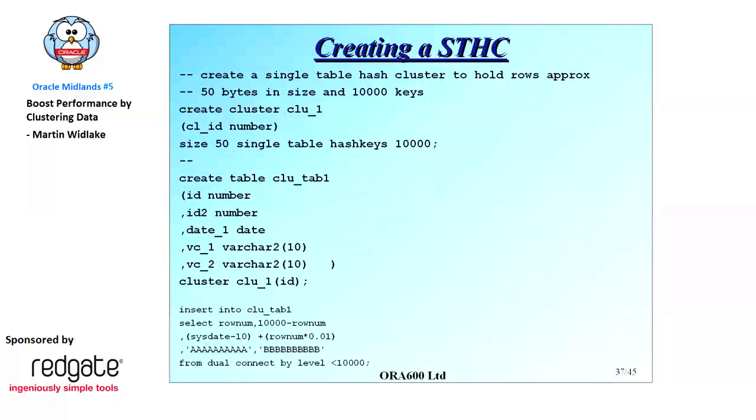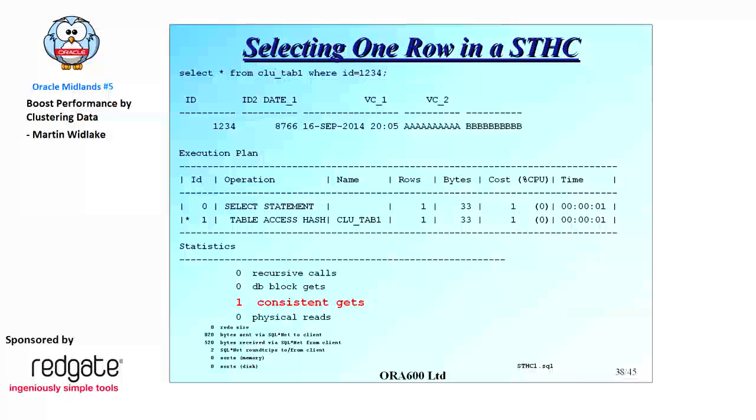Select the record. One consistent get. You cannot beat one consistent get unless you use query cache. But if you're actually physically collecting your data, you cannot beat one consistent get. That's almost as good as using the rowid. There's just that little bit of CPU on top for doing your hashing.